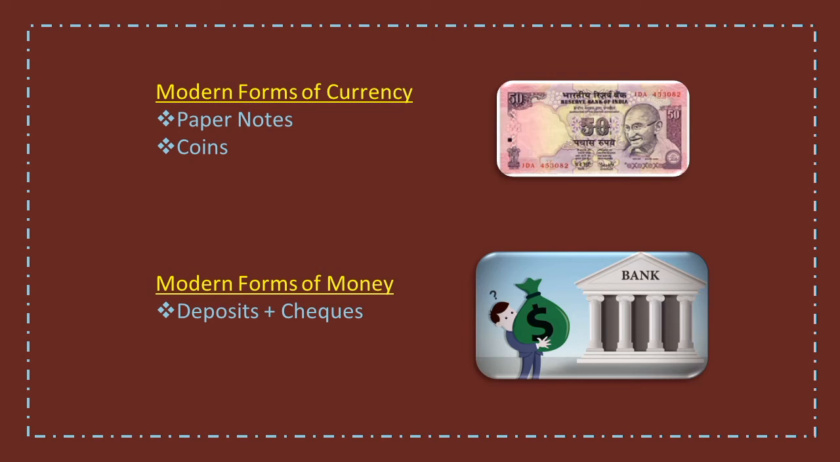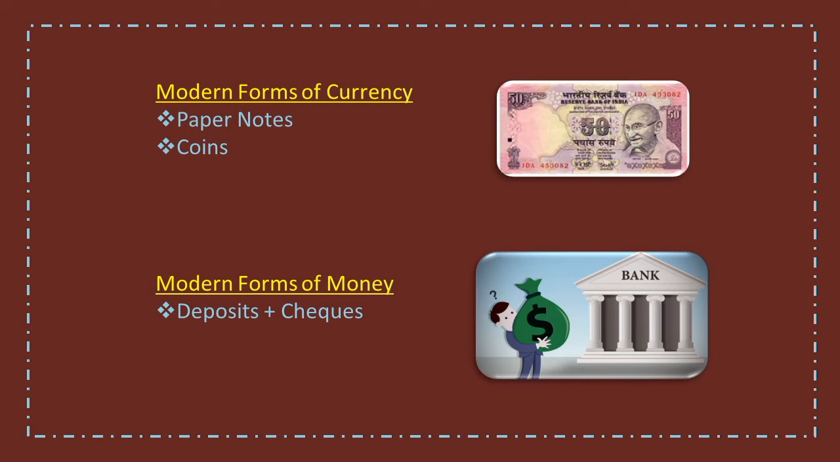If you are confusing the modern forms of currency and the modern forms of money, they are two different things. The modern forms of currency are paper notes and coins, and the modern form of money is deposits plus checks, which is related to banks. We will understand it in depth in a later class.